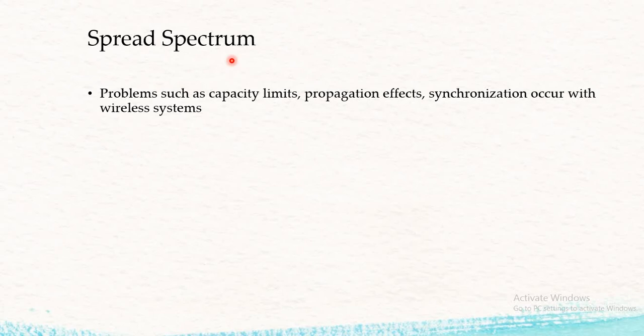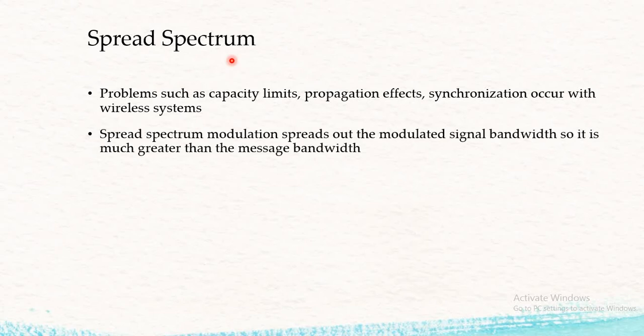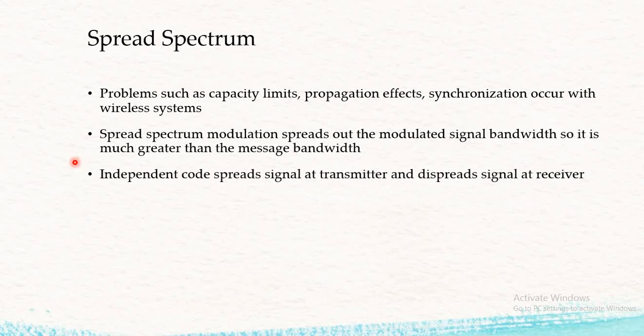Problems such as capacity limits, propagation effects, and synchronization occur with wireless systems. Spread spectrum modulation spreads out the modulated signal bandwidth so it is much greater than the message bandwidth. An independent code spreads the signal at the transmitter and despreads the signal at the receiver.